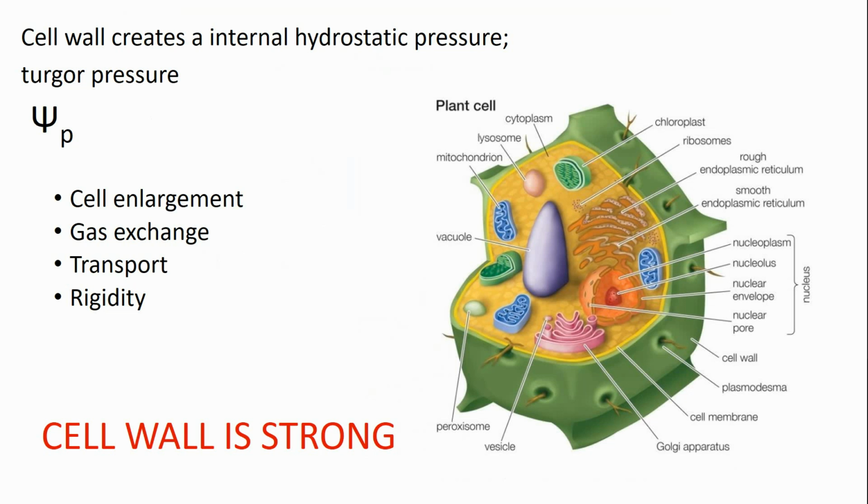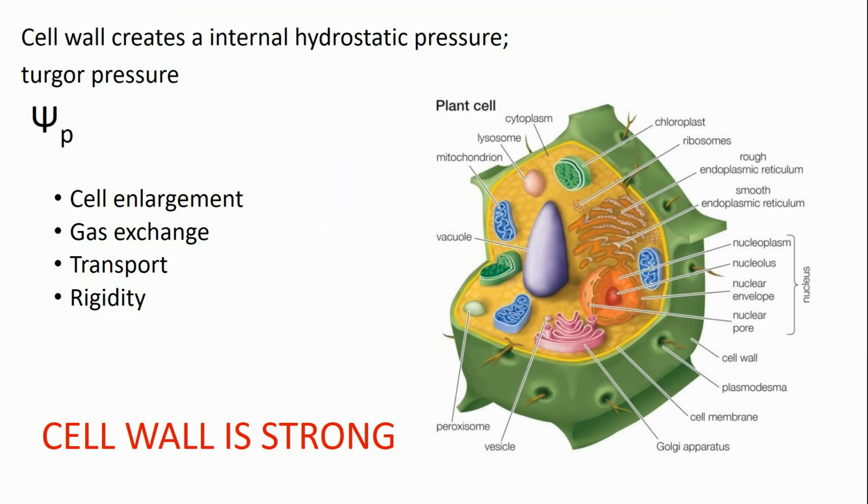we have to get carbon dioxide to the chloroplasts to be able to do photosynthesis. Pressure potential also allows for transport and also to be rigid, to really ensure that the cell remains strong. And all of this cannot happen without the cell wall. If the cell wall is not there, the cell will collapse in on itself.